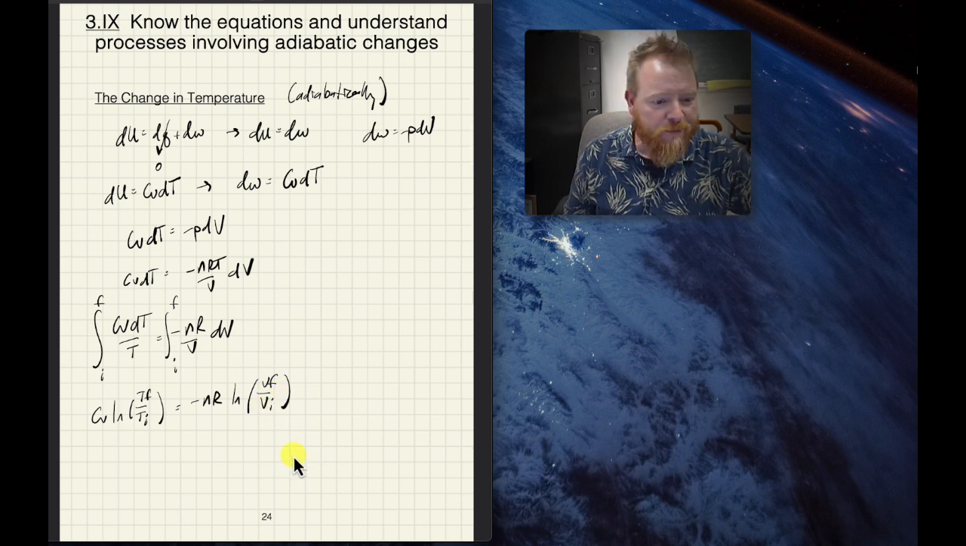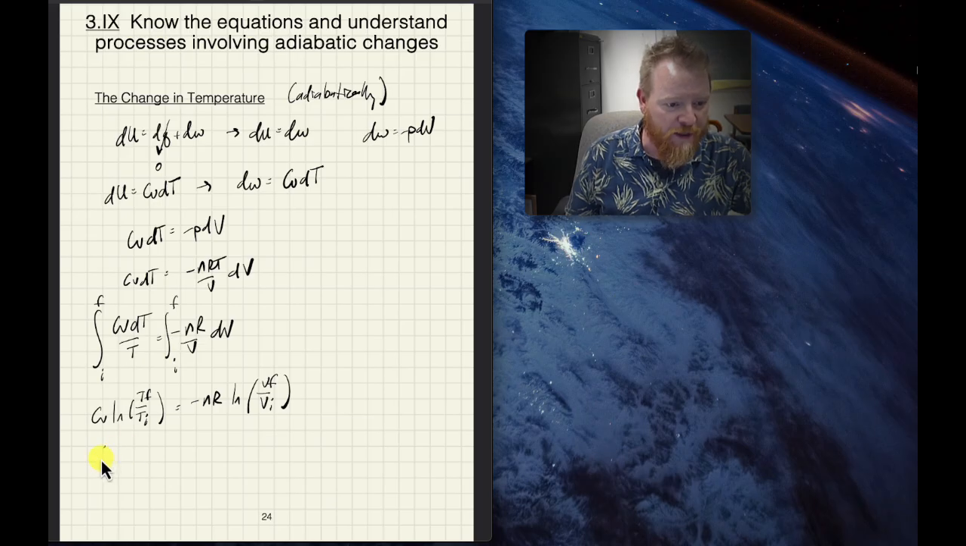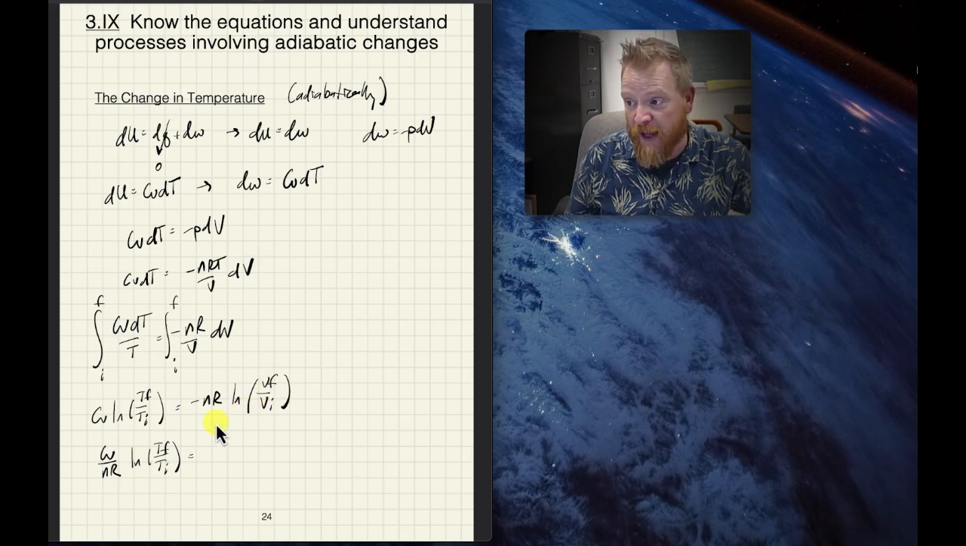Okay. And so doing some algebra here and some logarithmic tricks, I'm going to get all the constants over to one side. So we'll say that's Cv divided by nR, and that's still natural log of T final over T initial. And then now I'm going to absorb the negative sign into this natural log and do a little algebraic trick.